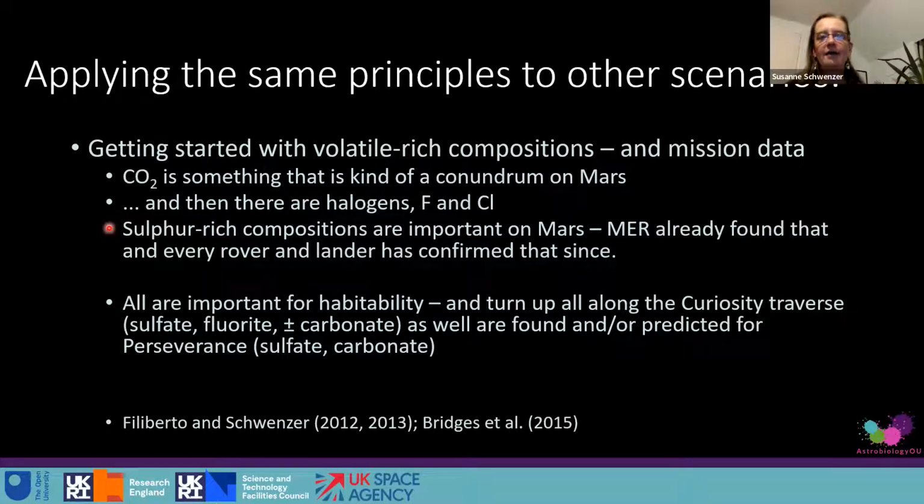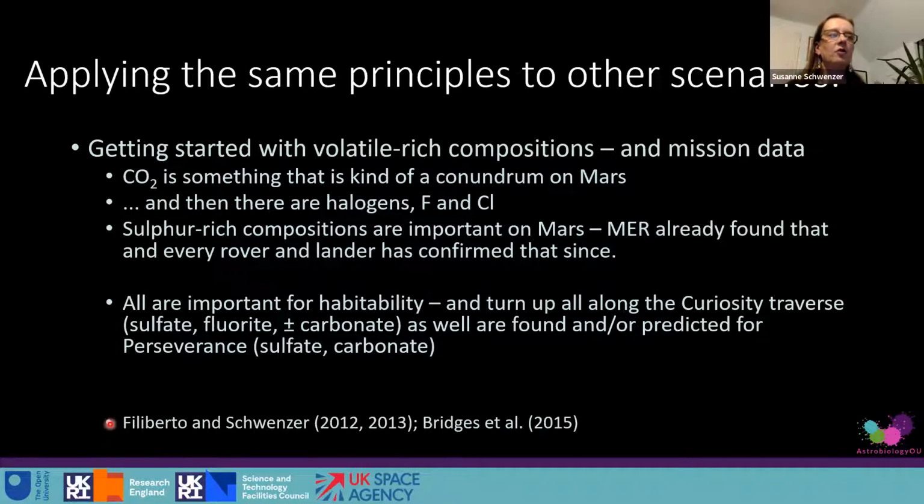The Curiosity rover has found sulfate veins basically from day 1 of the mission, or say day 30 of the mission. And that is important on Mars. MER already found them, and every rover lander since has confirmed that. And so they are all very important for habitability, because sulfur is another redox active element. Fluorine could be actually an antibiotic in some sense. Chlorine is very important. And so having these reaction pathways, knowing what these elements do, is critically important for the habitability, for the microbes that live there.